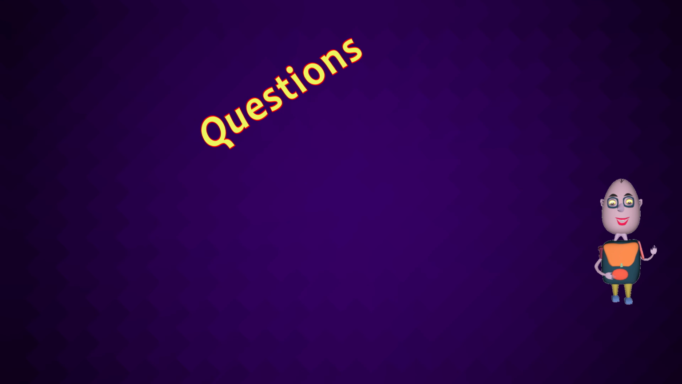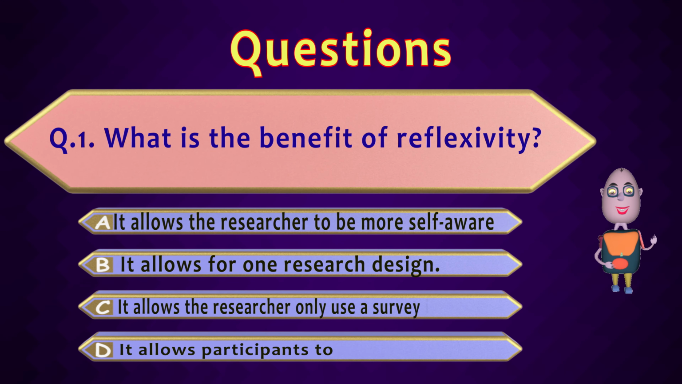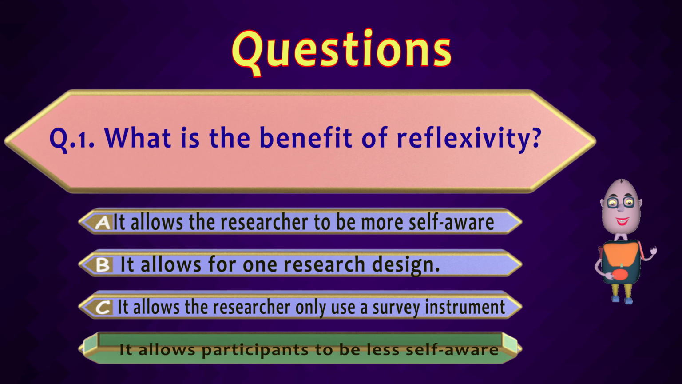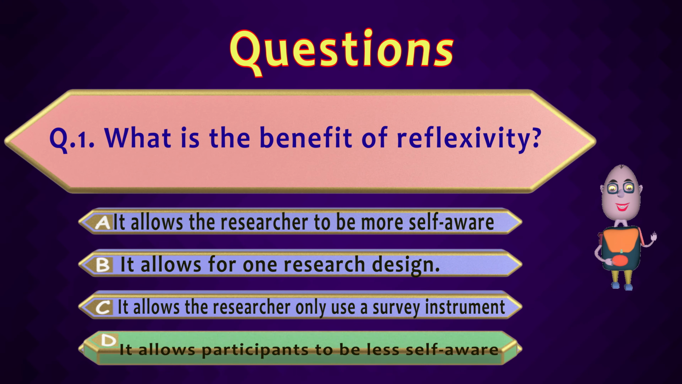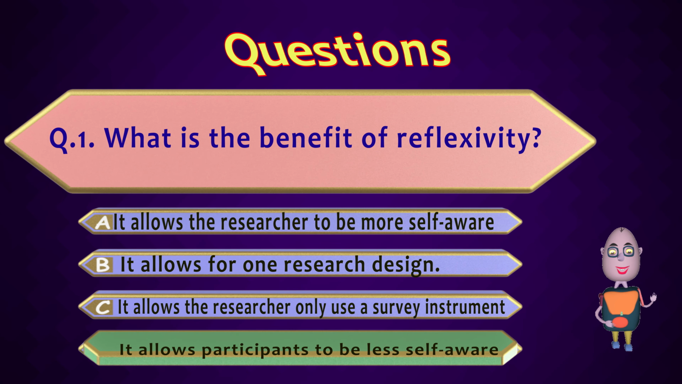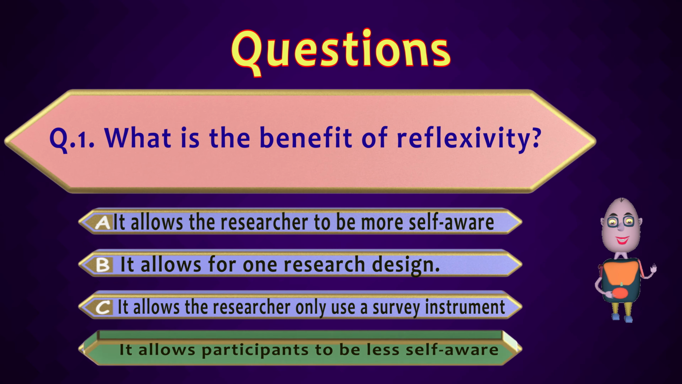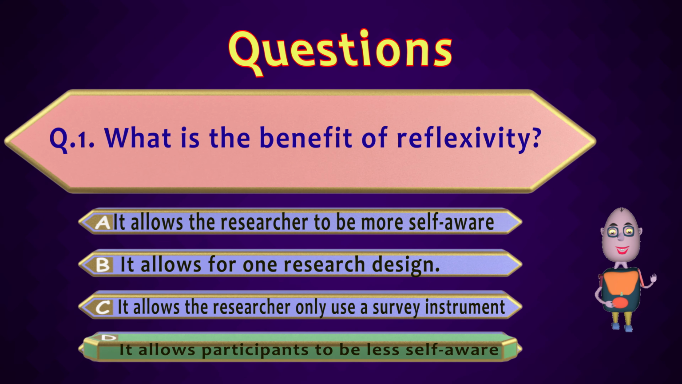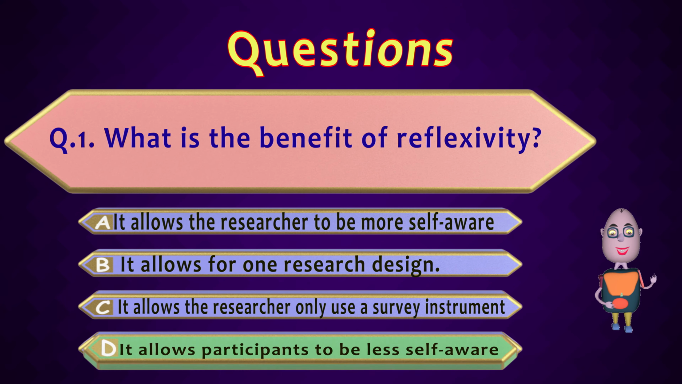Now let us discuss some questions. Question number 1 is, what is the benefit of reflexivity? So the answer is D. It allows participants to be self-aware, because when you need to find the causal relationship between people, between events, subjects or anything like that, first of all you have to be self-aware and acknowledge what you are lacking, where you are critical, where your biases lie.